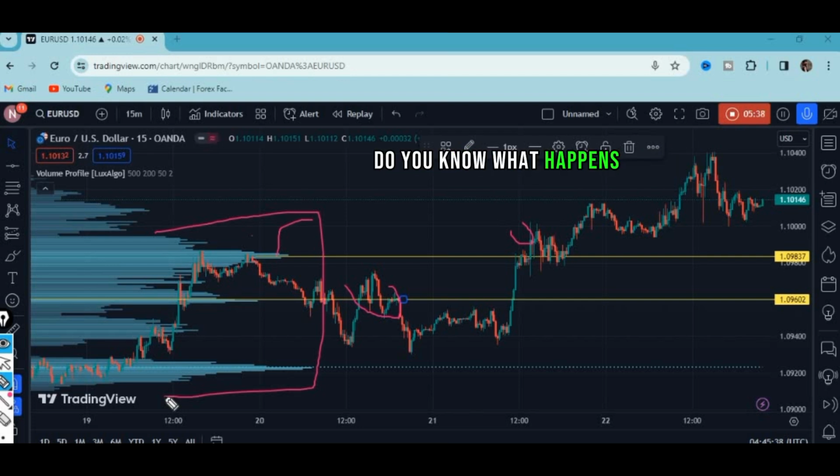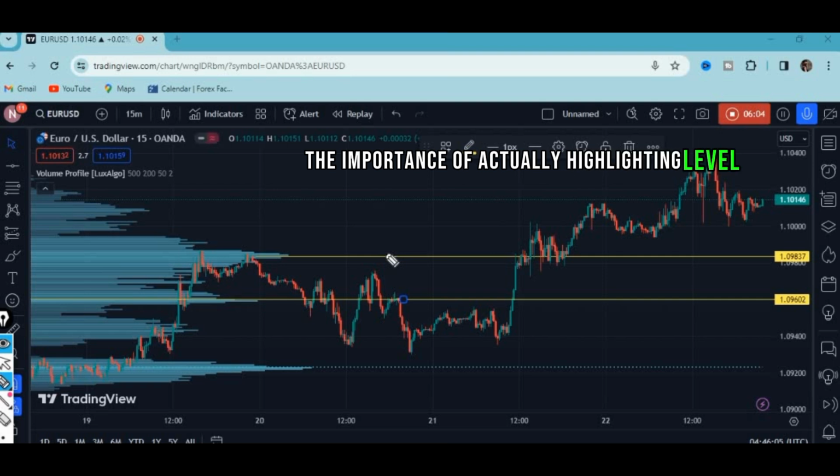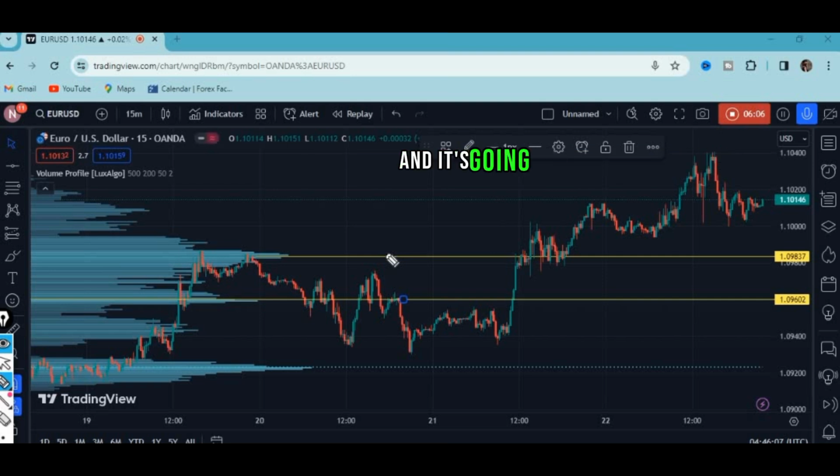Do you know what happens, guys? When the market tends to buy or sell, you'll find respective buyers or sellers trying to defend their positions, because this is their area. And you can see the importance of highlighting the level. Extend it, and it's going to guide you as far as forex trading is concerned.